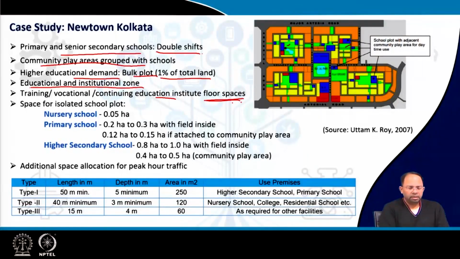And in case of isolated school plots, the size given for a nursery school was around 0.05 hectares. For a primary school it was 0.2 to 0.3 hectares with a field. If it didn't have a field, it was 0.12 to 0.15 hectares. For a higher secondary school it was 0.8 to 1 hectares, and 0.4 to 0.5 hectares where they utilize the community play area.